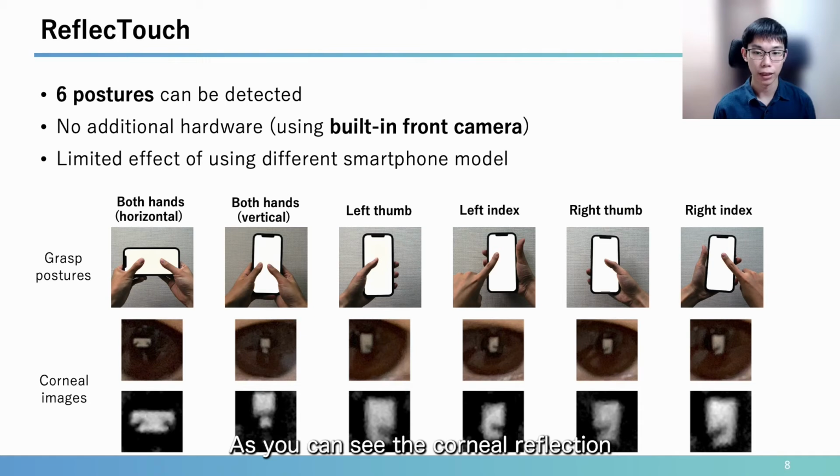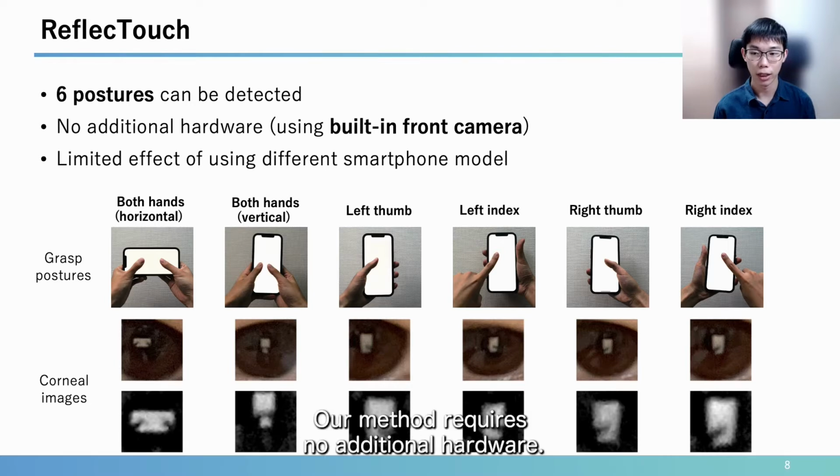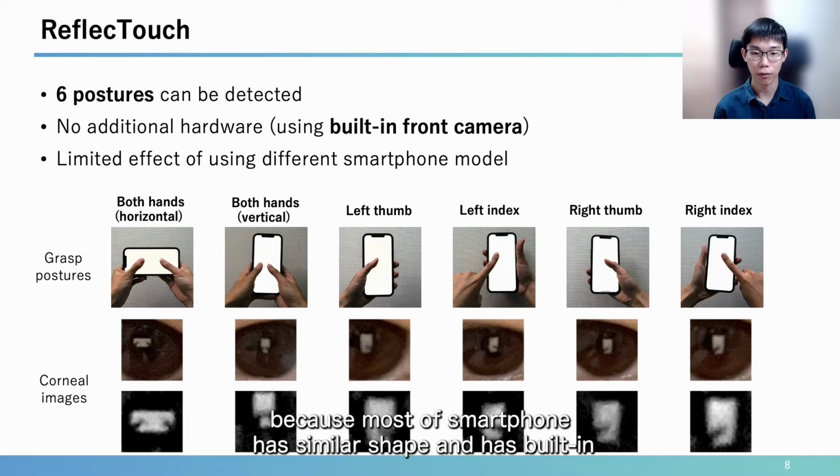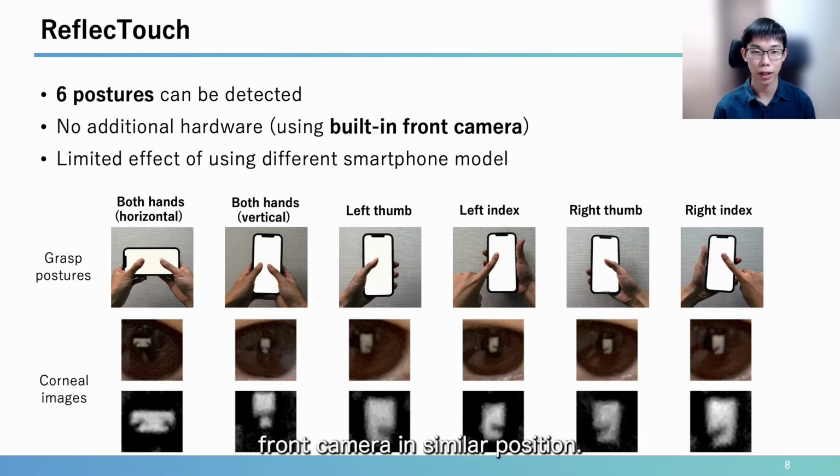As you can see, the corneal reflection image is different between grasping postures. Our method requires no additional hardware. In addition, the effect of using different smartphone models is limited because most smartphones have a similar shape and have the built-in front camera in a similar position.